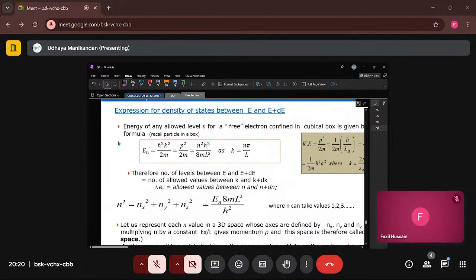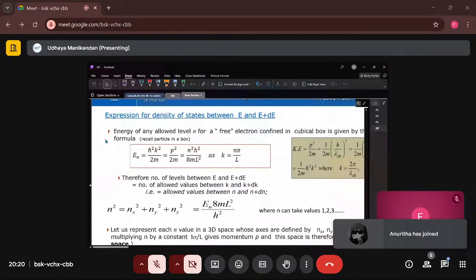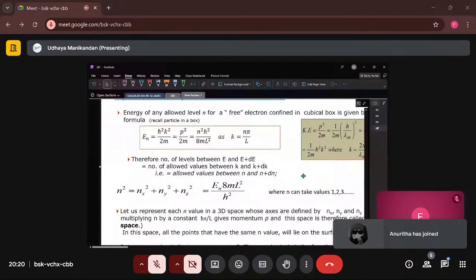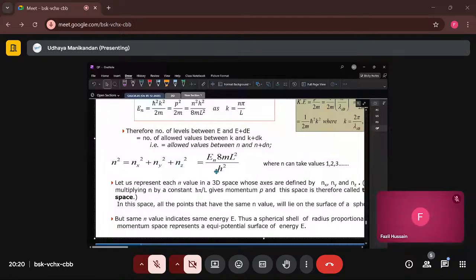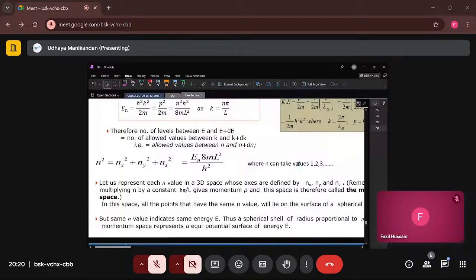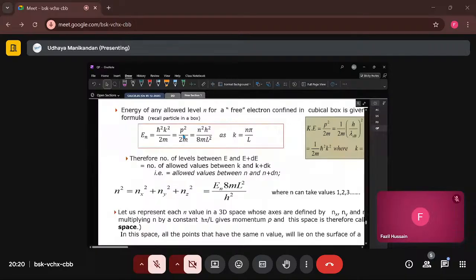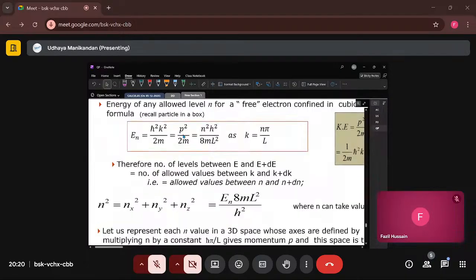So basically these are all related concepts in which energy depends on your k values and k value depends on n value. So you know that n squared is equal to nx squared plus ny squared plus nz squared. You know that E is equal to n squared h squared by 8 m L squared. So technically what is n squared? n squared will be 8 m L squared into E by h squared. So let's just put that in note.